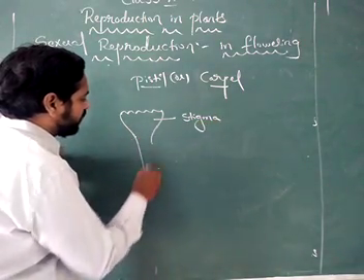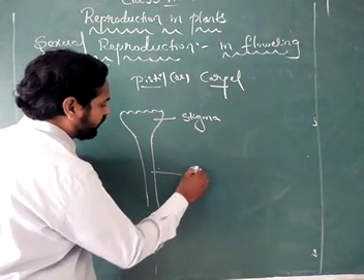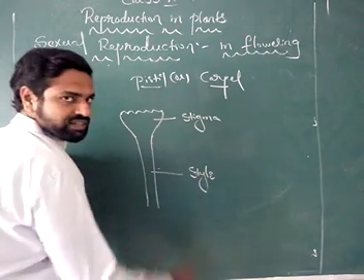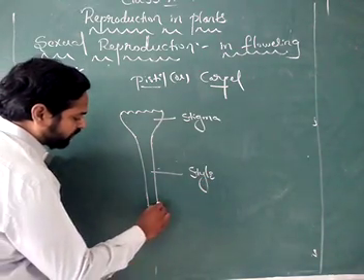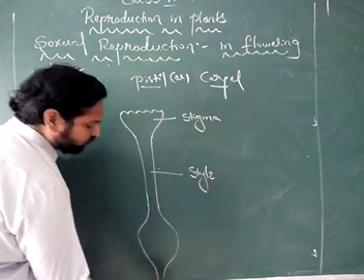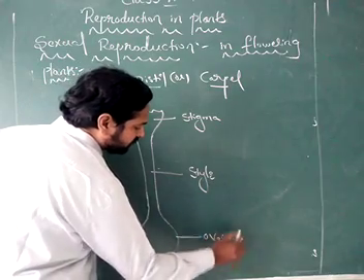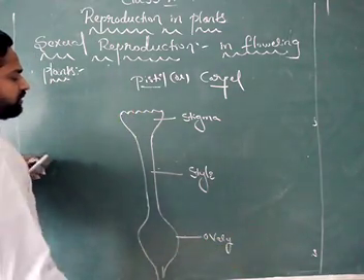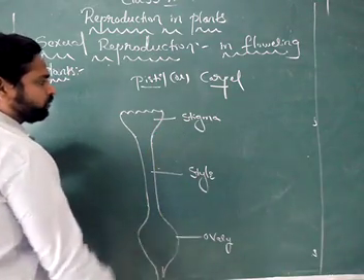The next one is the elongated tube-like structure, which is called the style. And the style at its base has a swollen, oval-shaped structure or swollen outgrowth called the ovary. Now, this is the stigma, style and ovary.